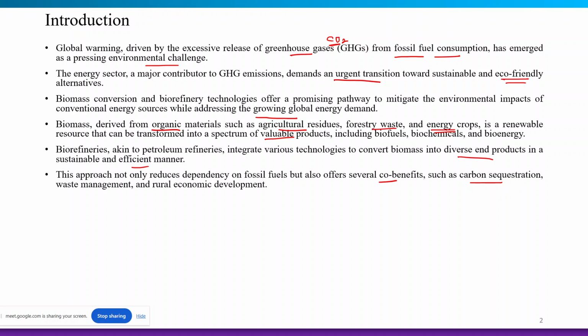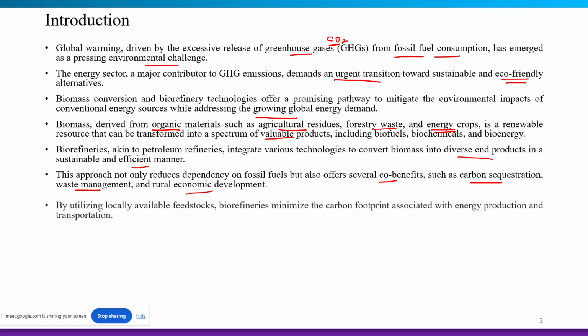But when we are considering this biomass approach, this very clean approach, we can say that our trees or the biomasses can also sequester carbon in a natural way. It also benefits various waste management, and also economic development on the rural side as well.